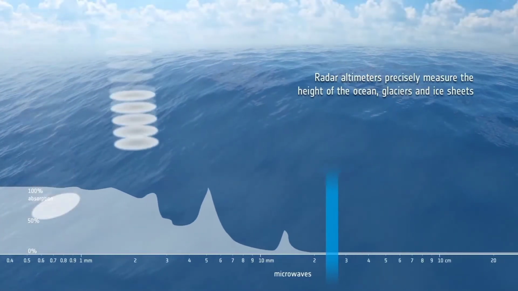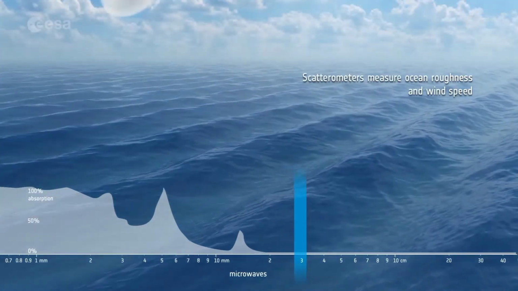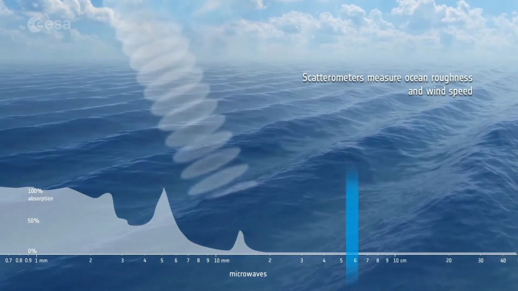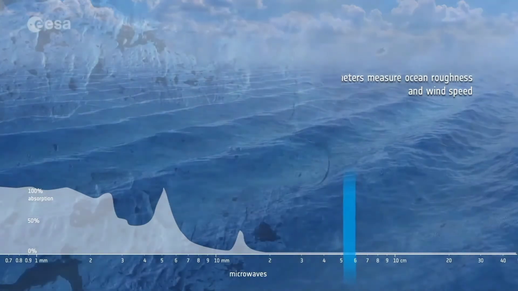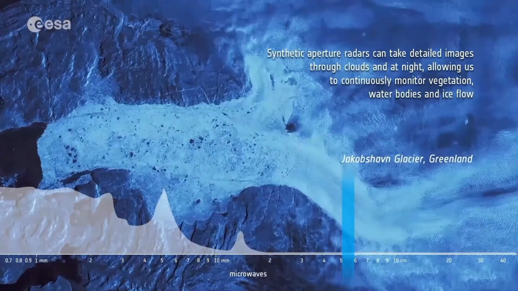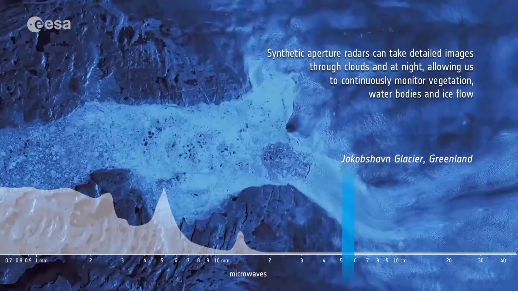Radar altimeters precisely measure the height of the ocean, glaciers and ice sheets. Scatterometers measure ocean roughness and wind speed. Synthetic aperture radars can take detailed images through clouds and at night, allowing us to continuously monitor vegetation, water bodies and ice flow.